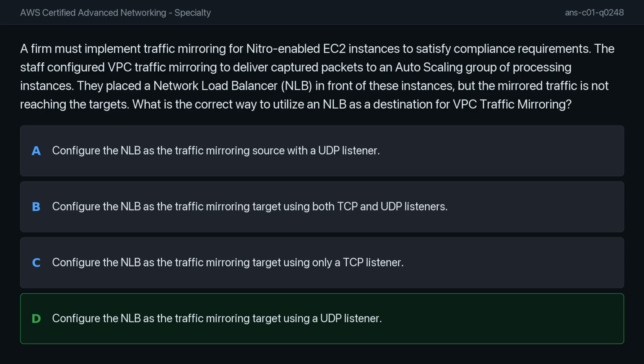When you designate a network load balancer as the destination for this traffic, it must be configured to process UDP packets to successfully forward that encapsulated data to your backend EC2 instances.